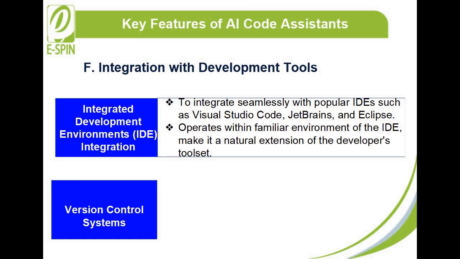Version control systems. AI code assistants also integrate with version control systems like Git, allowing them to understand the history and evolution of a project. This historical context enables the assistant to offer more informed suggestions, taking into account the changes that have been made over time. For example, if a certain function has been modified multiple times, the assistant might suggest an approach that aligns with the project's overall direction. By leveraging version control data, AI code assistants.